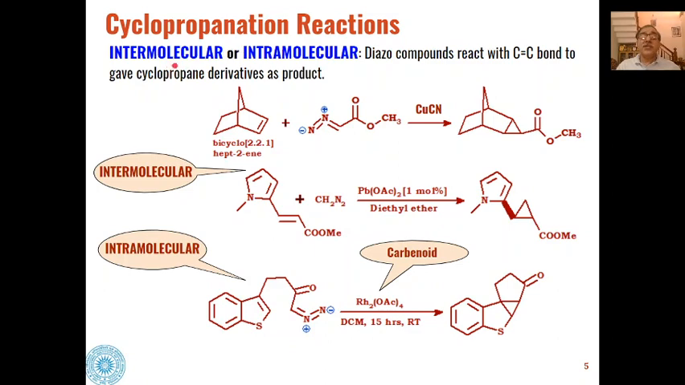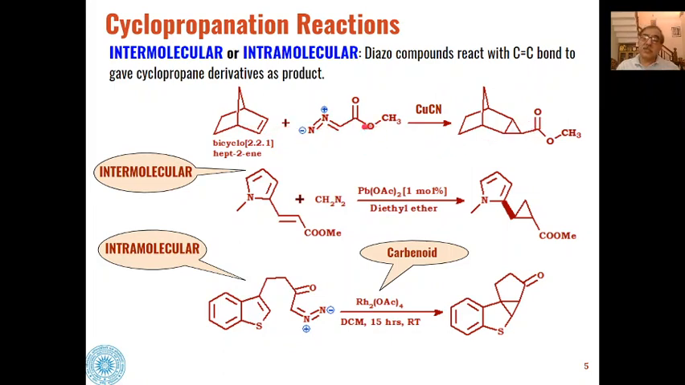Then cyclopropanation can take place either intermolecularly or intramolecularly. An example of an intermolecular reaction is this alkene, bicyclo[2.2.1]heptene. If we react this with some diazo compound, we know the diazo compounds will very easily give us the corresponding carbene. Here the carbene will be formed by the removal of one molecule of nitrogen. This carbene will add to this carbon-carbon double bond to give us these types of cyclopropanation products.